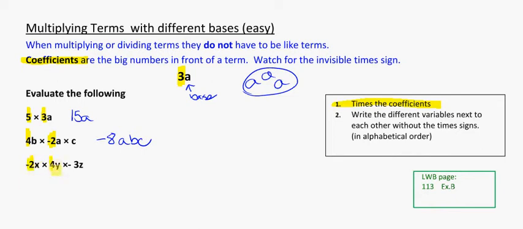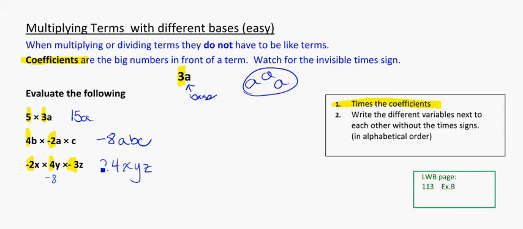Next example, -2x times 4y times -3z. So, timesing out the numbers, -2 times a +4 gets us a -8, and a -8 times a -3. So negative times a negative will be positive, and 8 times 3 gives us 24. So the coefficients times together to give us 24. And now we'll look at the bases. We have an x, a y, and a z. They're all different, so we can just write them out next to each other. 24xyz.